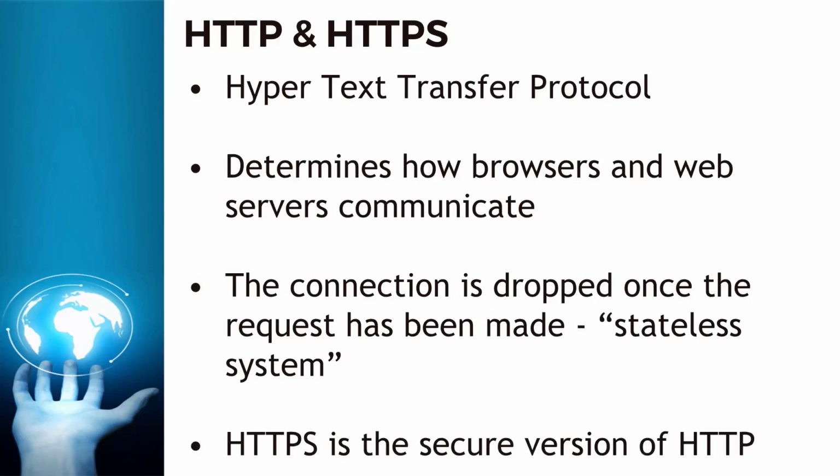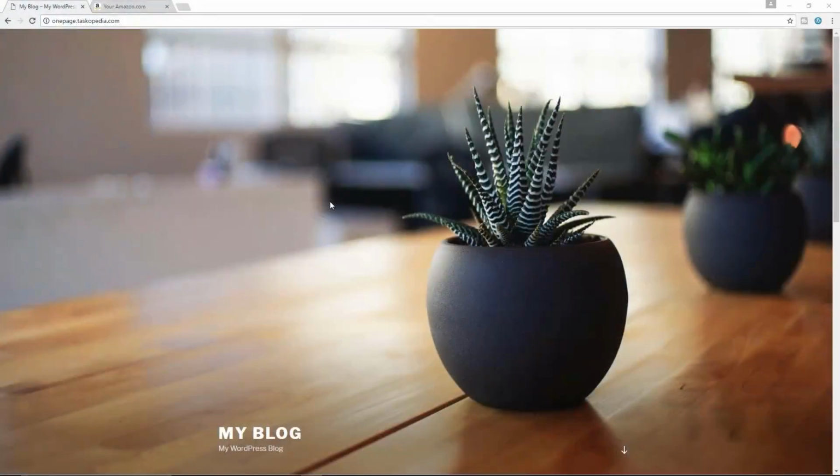Now, HTTPS is the secure version of HTTP. The S just stands for secured. So the one thing that separates HTTPS from HTTP is that with HTTPS, you have something called encryption, which means that all the information and text that you see on that website will be protected and secured from cyber criminals or hackers.